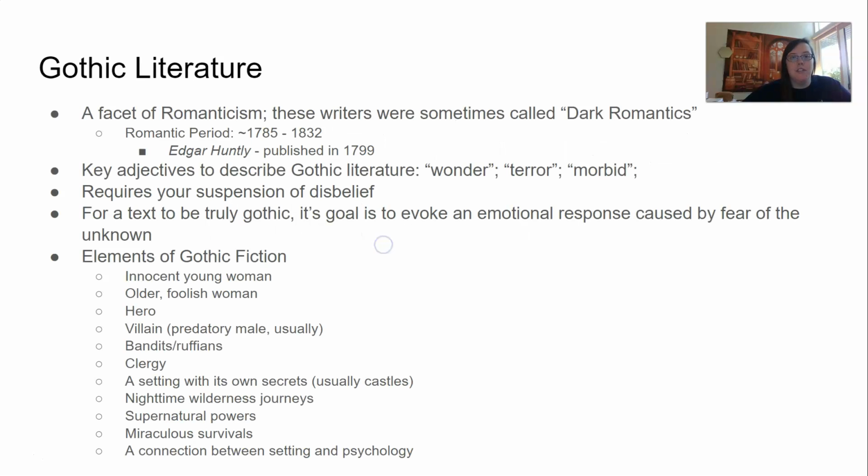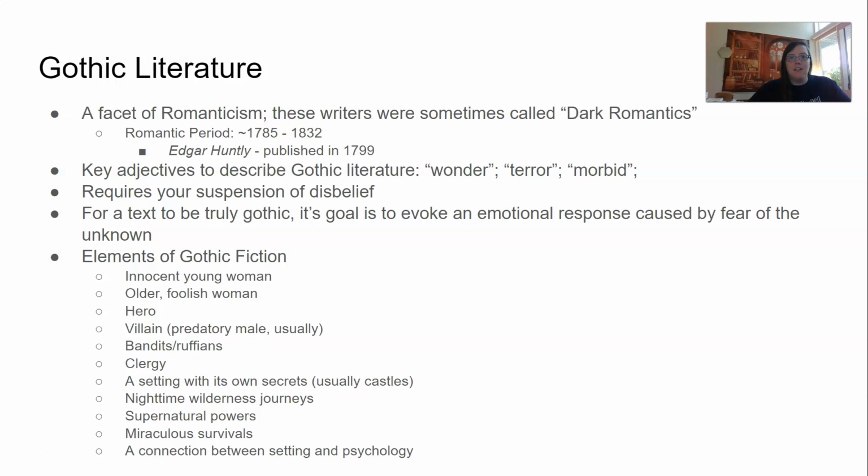Some facets of Gothic literature in general include all of the following. It's a type of romanticism, so if romantic literature is an umbrella, we have these things underneath it to kind of subdivide that lit. Gothic lit is a form of romanticism.